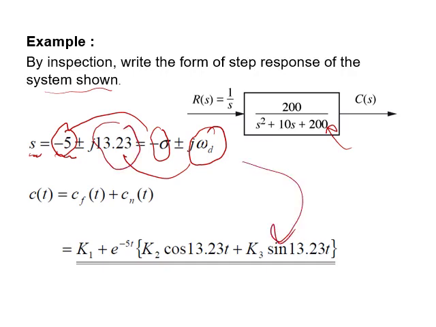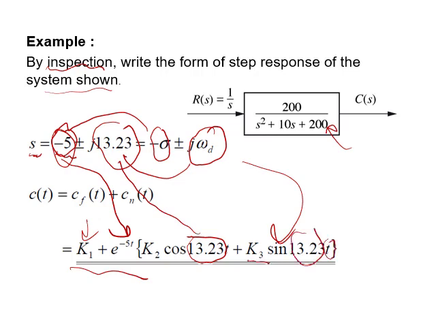Now, from the equation shown earlier, you can substitute. So the equation is going to look like K1, always K1, not calculated because he didn't ask me to calculate. He asked me by inspection. So we don't need to calculate the value of K1. K1 plus e^(-5t) times K2 cosine of 13.25 t, plus K3 sine of 13.25 t. That's how we can write it directly.